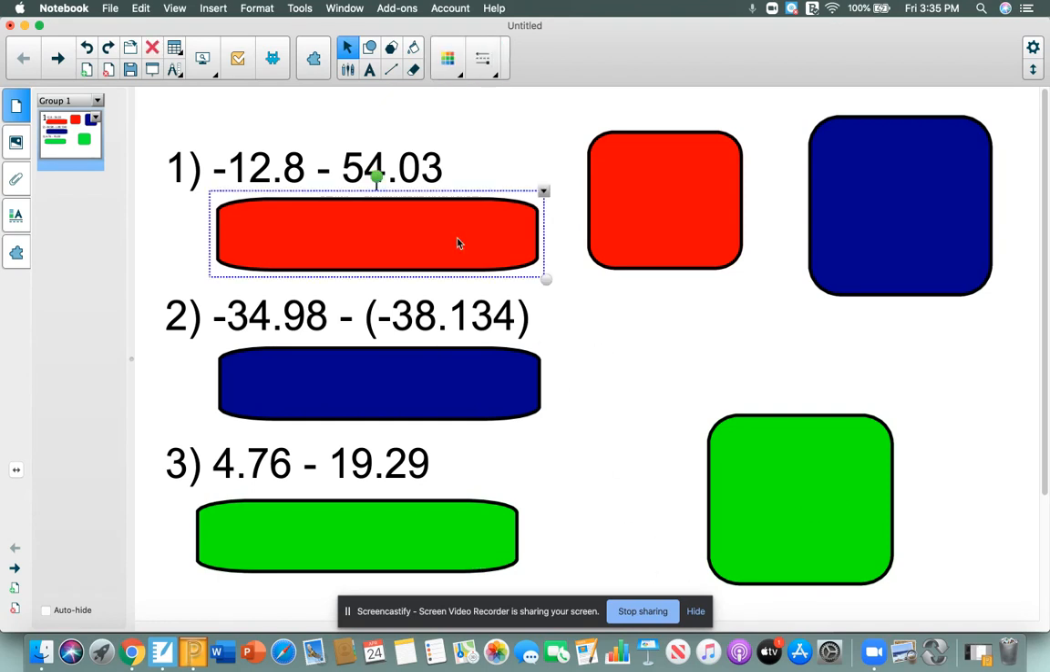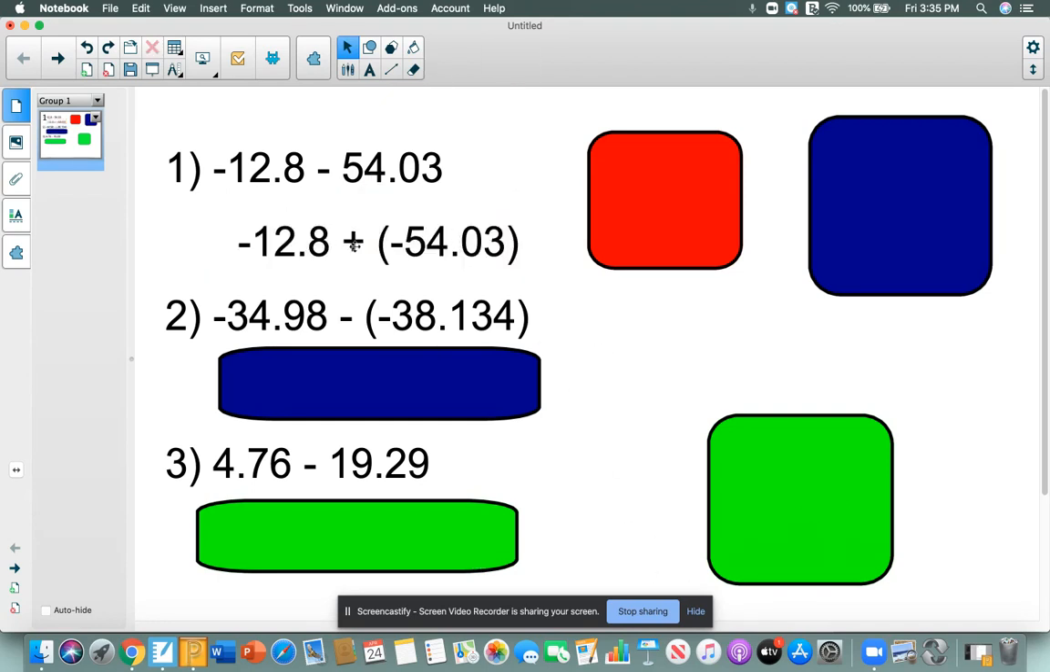So if I do keep, change, change, I have negative 12 and 8 tenths, keep it, change the sign to addition. The opposite of just this positive, you always just do the number, not the sign in front, would be a negative 54 and 3/100.